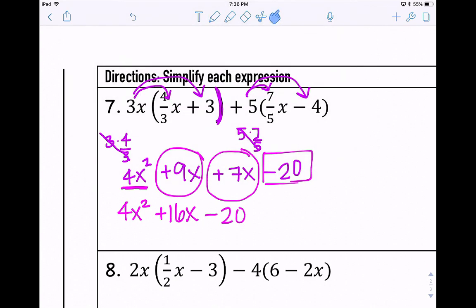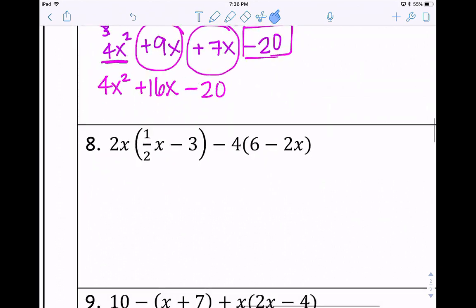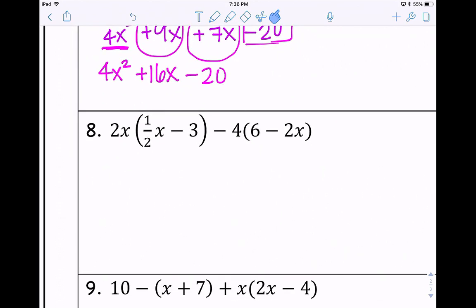All right, so looking at number 8, same process. We have 2 sets of parentheses, so we're going to distribute twice. So we're going to do 2x times 1/2 x. Basically, that's like 2 times 1/2, or half of 2. So half of 2 is just 1, right? Again, if you multiply this out and you did it like this, those 2's just cancel and you're left with 1. x times x is x squared. So you can write 1x squared. You could also write that as just x squared. Those are the same thing.